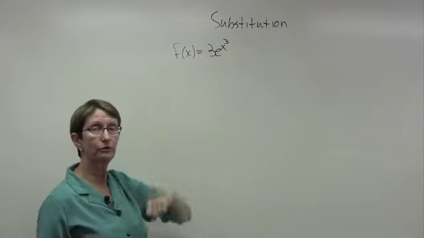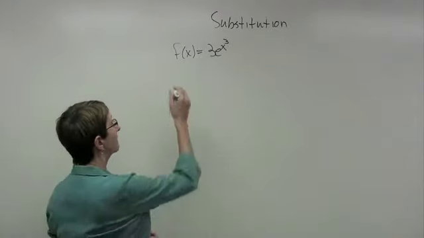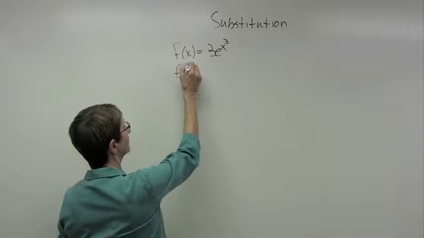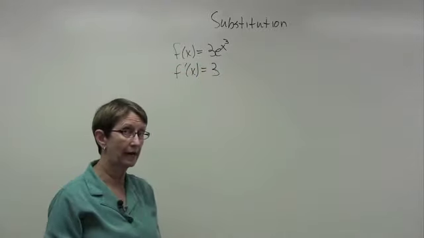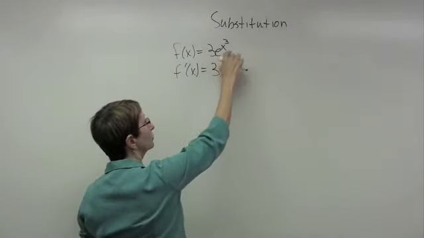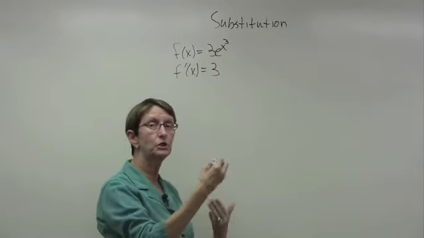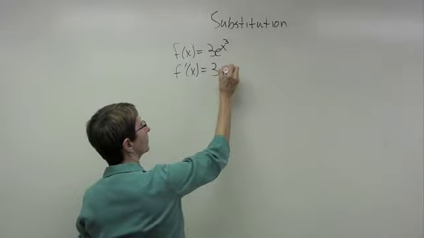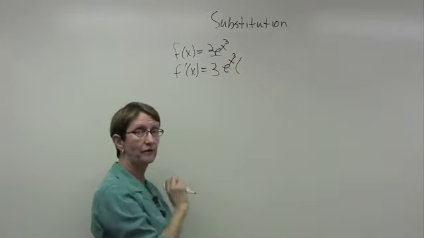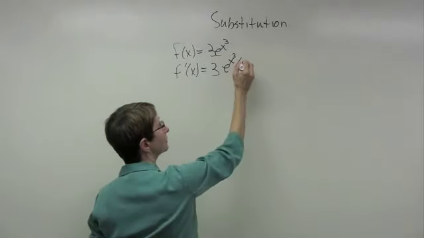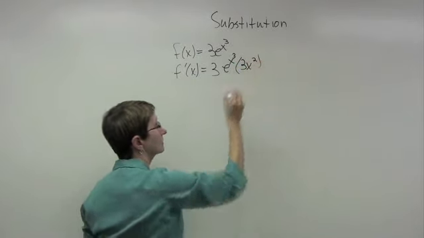f of x is equal to 3e to the x cubed. If I take the derivative of that, f prime of x, the 3 is a constant multiplier. The rule for derivatives of e to the u are to repeat the function, e to the u, and then multiply by the derivative of the exponent. The derivative of x cubed is 3x squared.